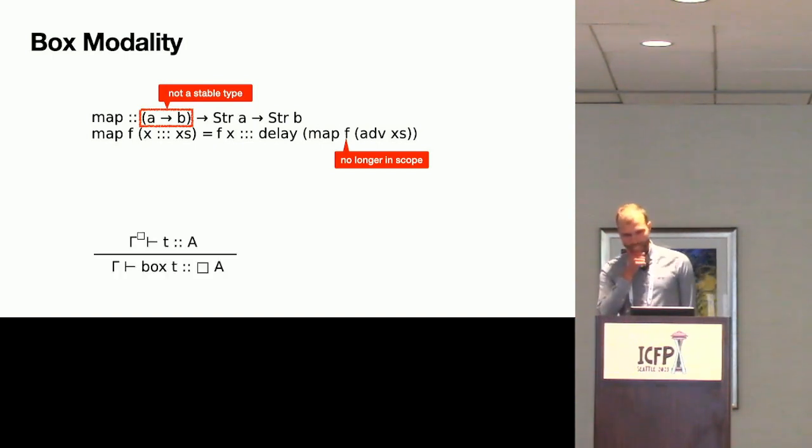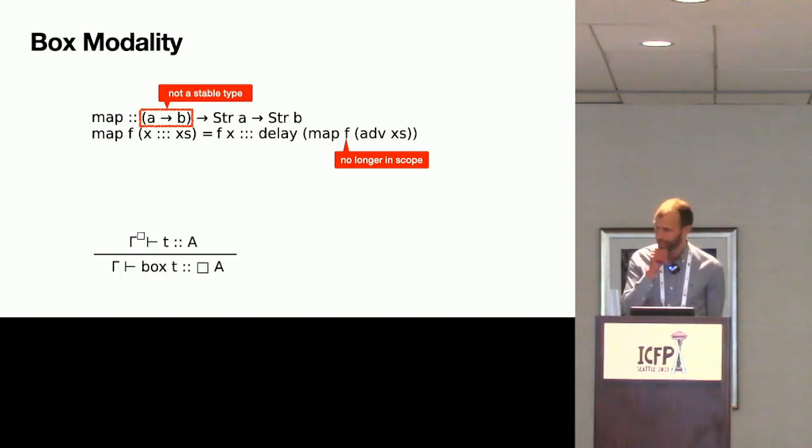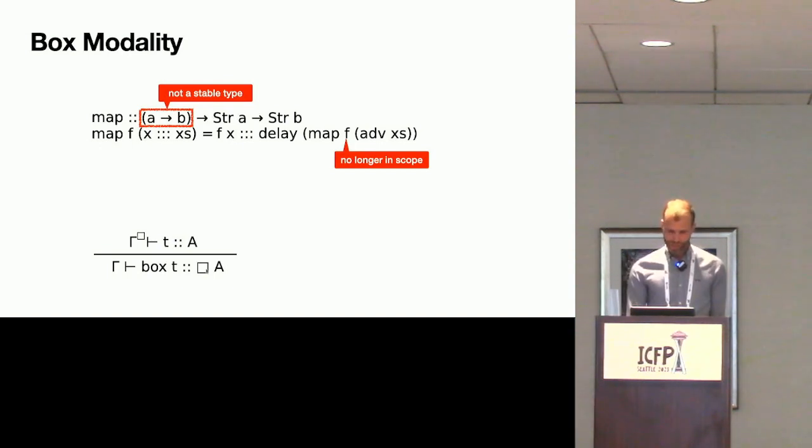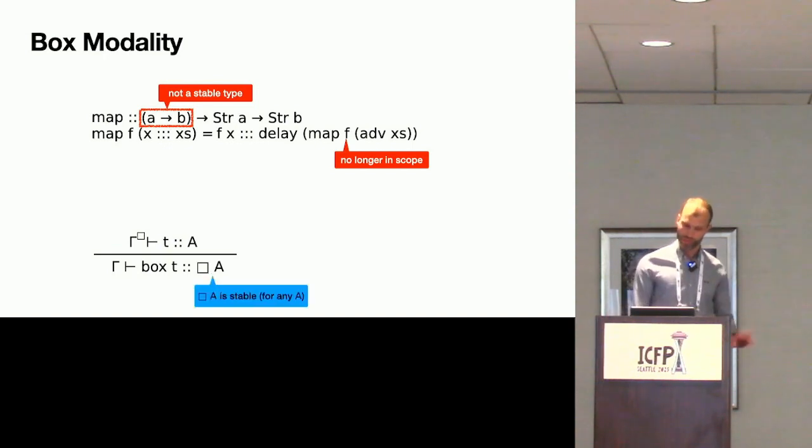But we can turn any type A into a stable type using this box modality. Now, box is again taken from LTL, right? So think of box A being the type that classifies all data that is available now and any time in the future. So it's the always modality, right? And so we can turn a t of type A into type box A, which is then always stable. So box A is always a stable type.